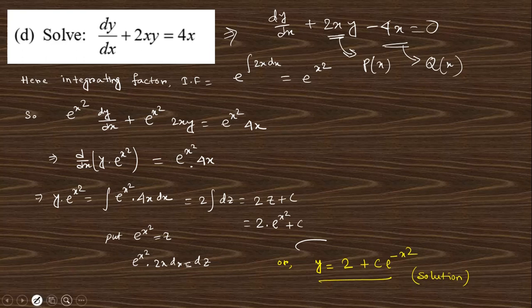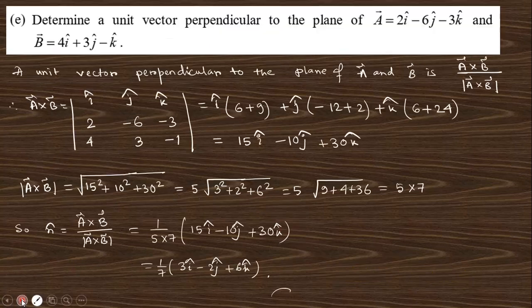So if you multiply both sides by e to the power x squared, you will get this equation, and this is nothing but d/dx of y times e to the power x squared, right? And then rearranging, you will get this solution. If you put e to the power x squared equal to z, then e to the power x squared 2x dx equals dz. So this is the solution of this differential equation. Go to the next question.